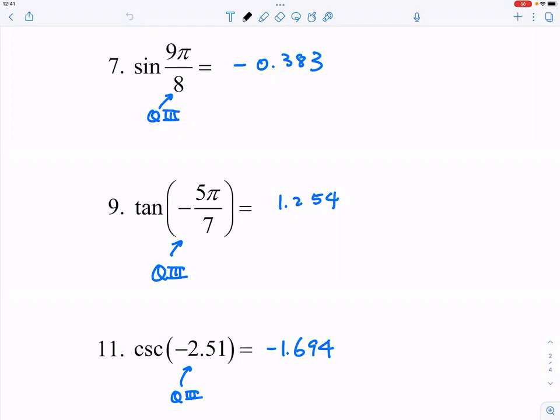So this is an angle, okay? And especially when you don't see any degree sign and you don't see any pi, that could be difficult to tell because that's just a radian. So cosecant of an angle in quadrant 3. How do we know this is in quadrant 3, by the way? Look at the negative 2.51. How can we tell that angle is in quadrant 3?